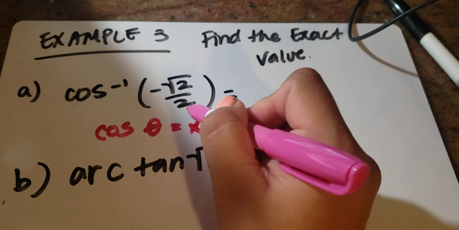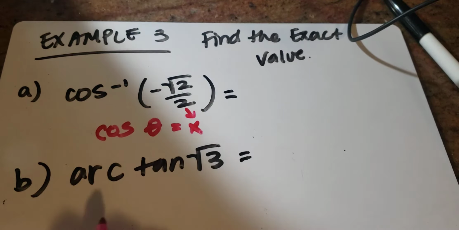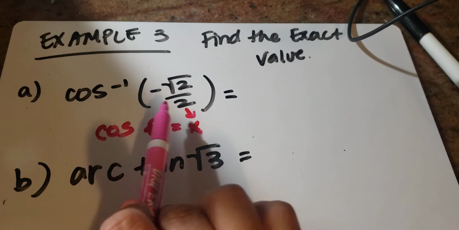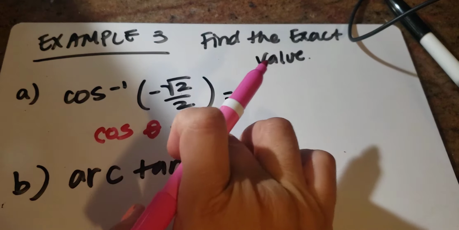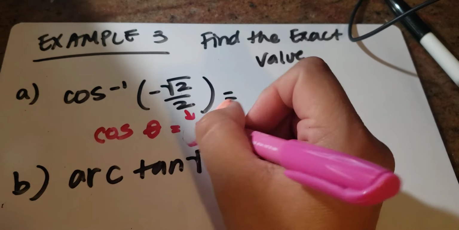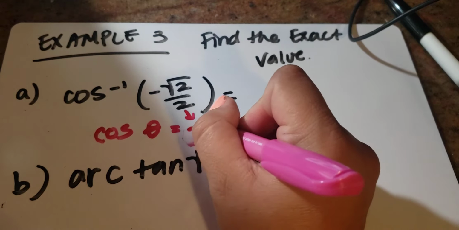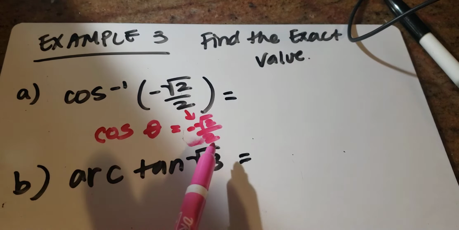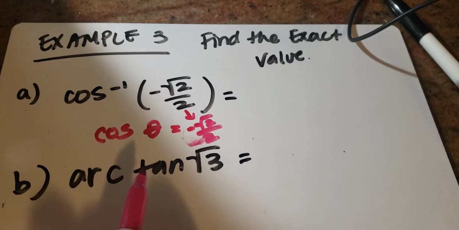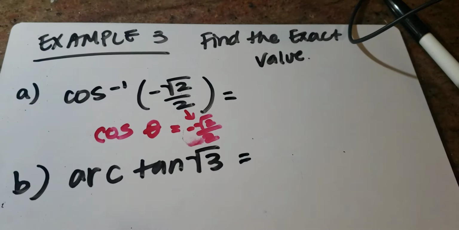And in this case, our x will be radical 2 over 2, or the negative radical 2 over 2. So we're basically looking for cosine of theta is negative square root of 2 over 2. So what radian will produce negative radical 2 over 2, okay?